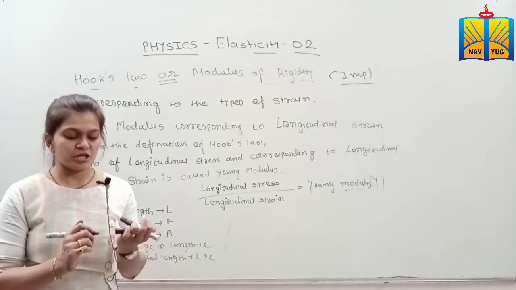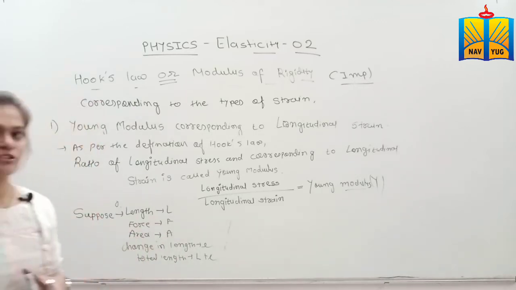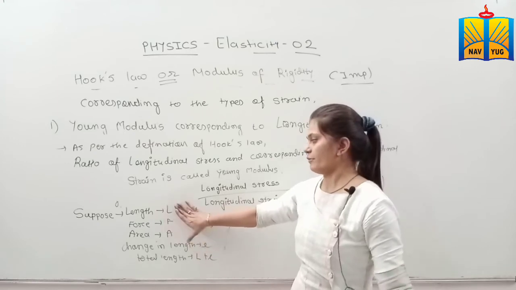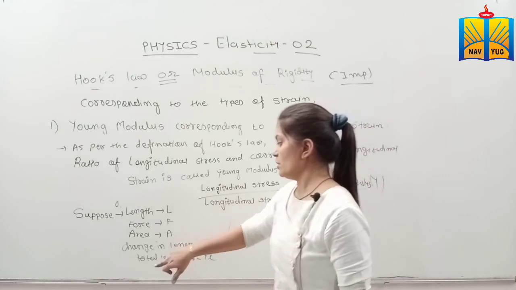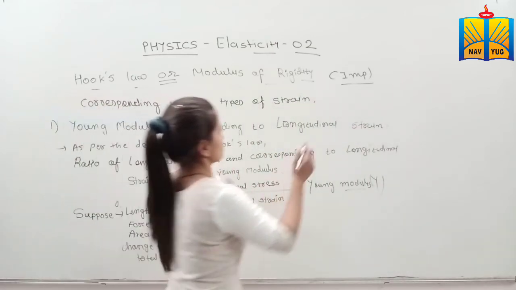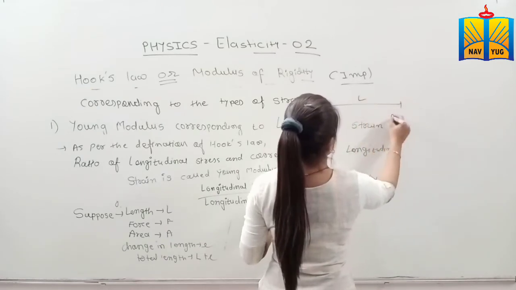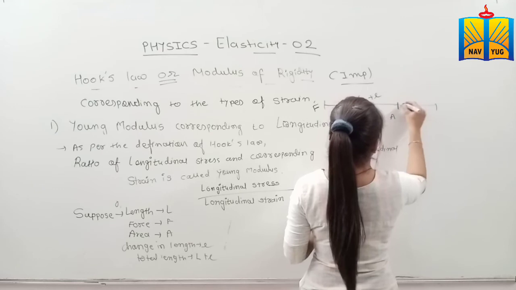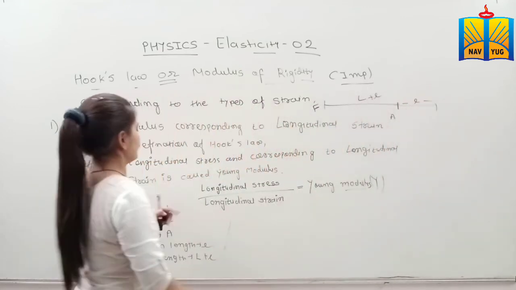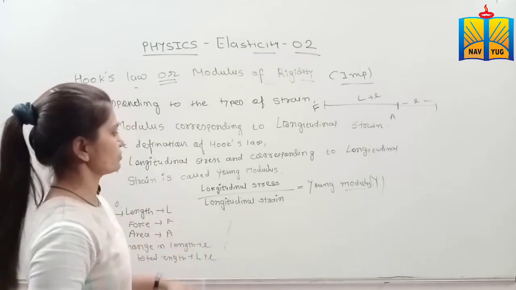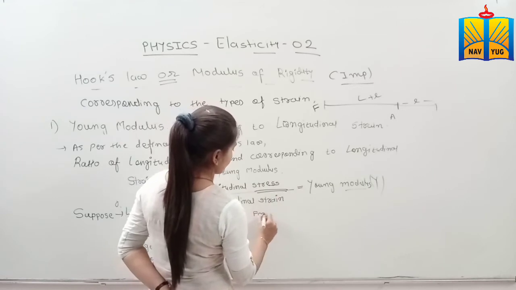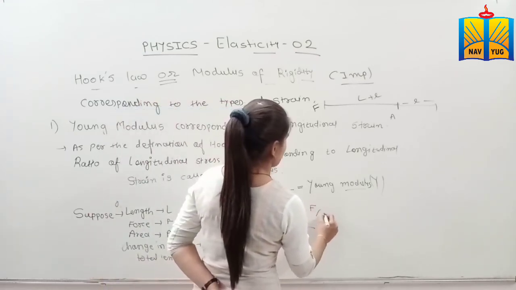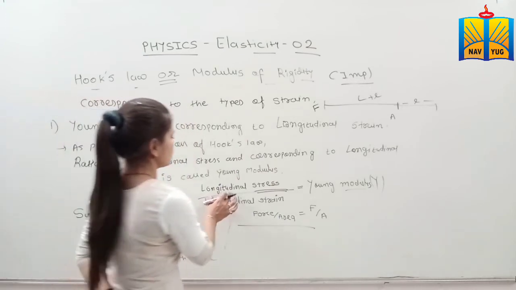Now the longitudinal stress. So here suppose we have a wire of length capital L, and the area of this wire is capital A. After giving force F, the length becomes capital L plus small l, so that we can say the change in length is small l. Now the equation of longitudinal stress is force divided by area. This is force F and area capital A. This is the equation of longitudinal stress.